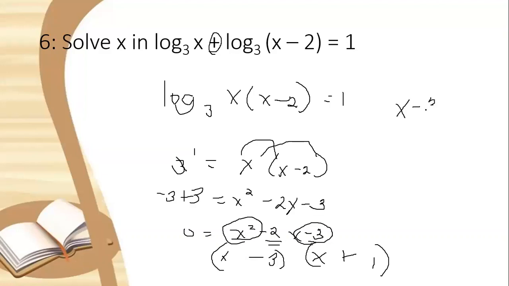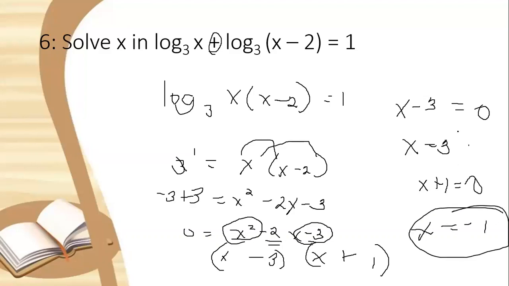x minus 3 is equals to 0, so x is equals to positive 3. x plus 1 is equals to 0, so x is equals to negative 1. So two values of x, which is positive 3 and negative 1.